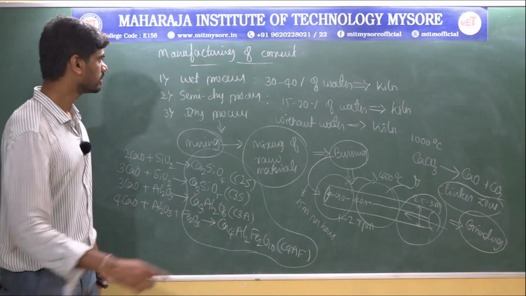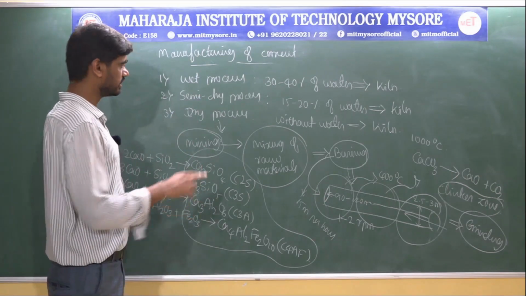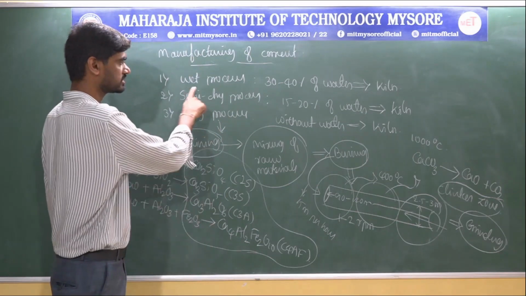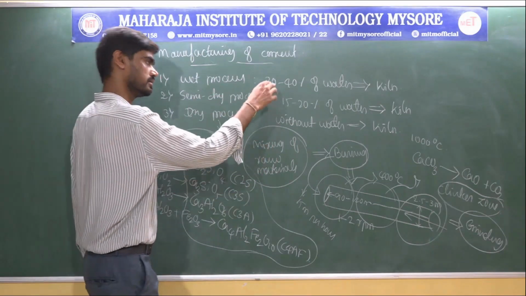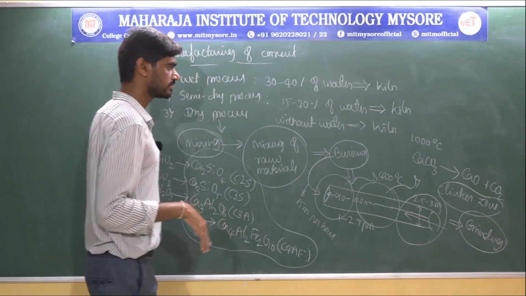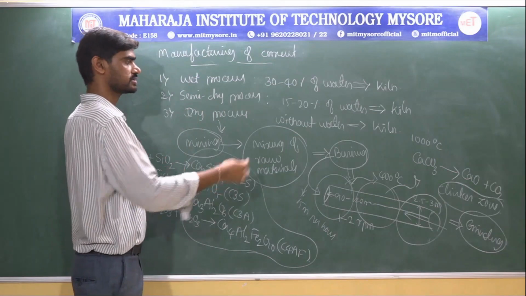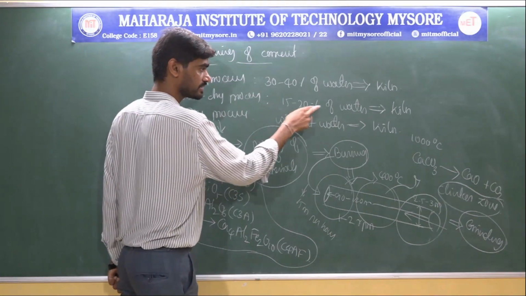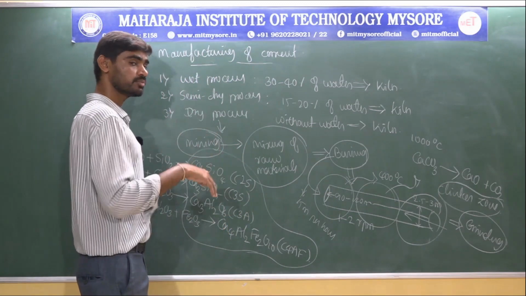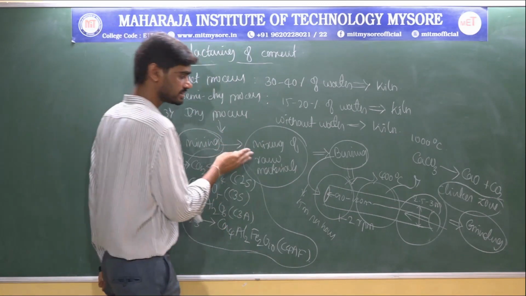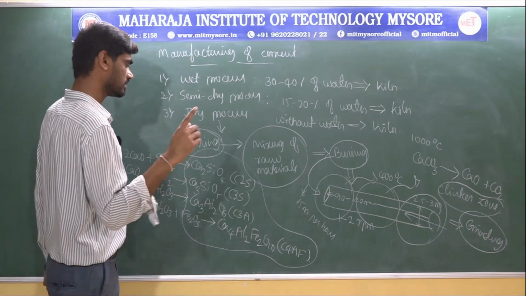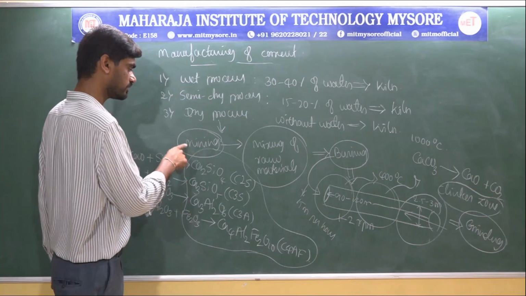So in brief, cement is manufactured by either the wet process, semi-dry process or dry process. In the wet process, all the ingredients are mixed with 30 to 40% of water and then introduced into the kiln. In the semi-dry process, all the ingredients are mixed with about 15 to 20% of water and then introduced into the kiln. In the dry process, all the ingredients are introduced into the kiln without mixing with water. When it comes to the dry process, the first step involved is mining.